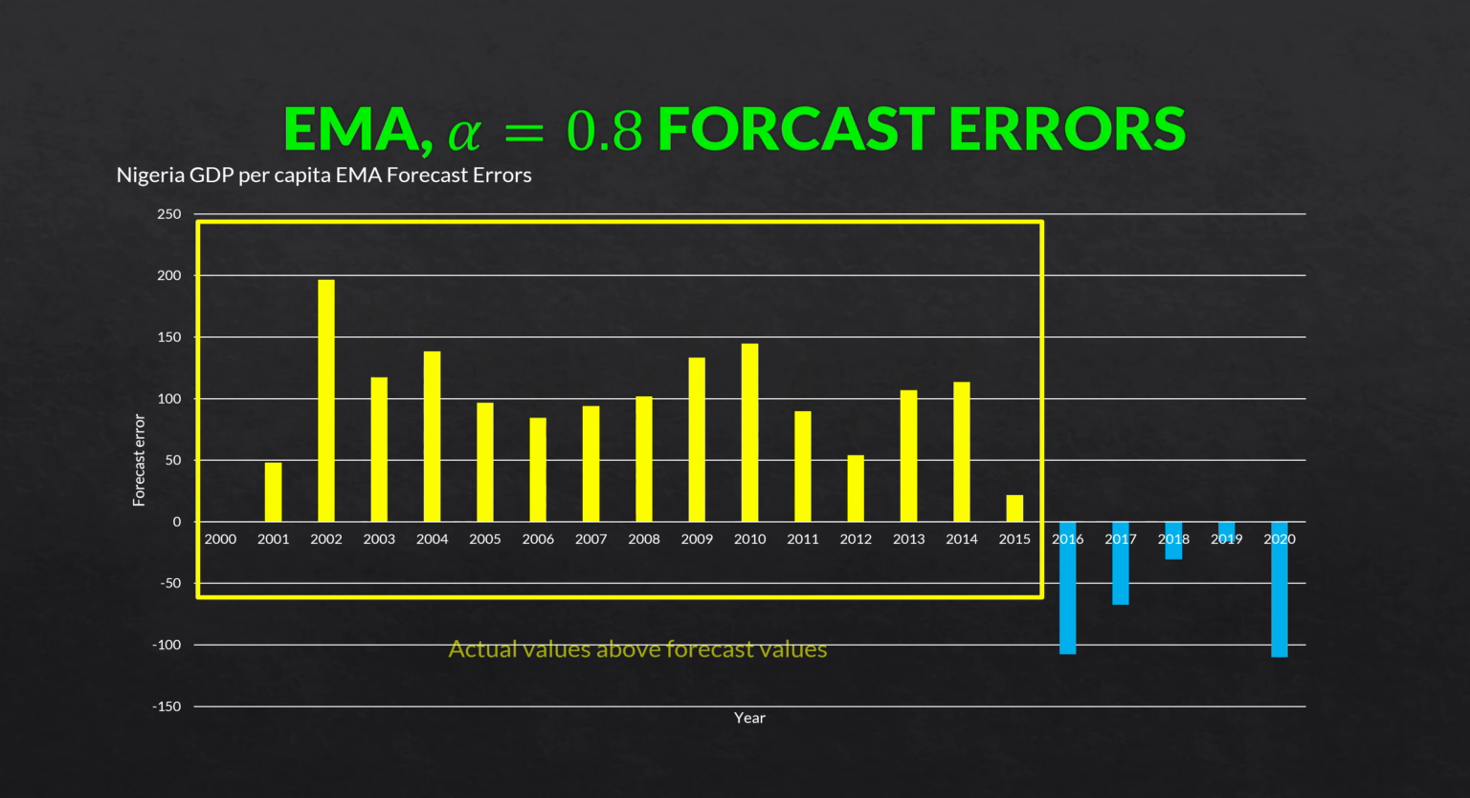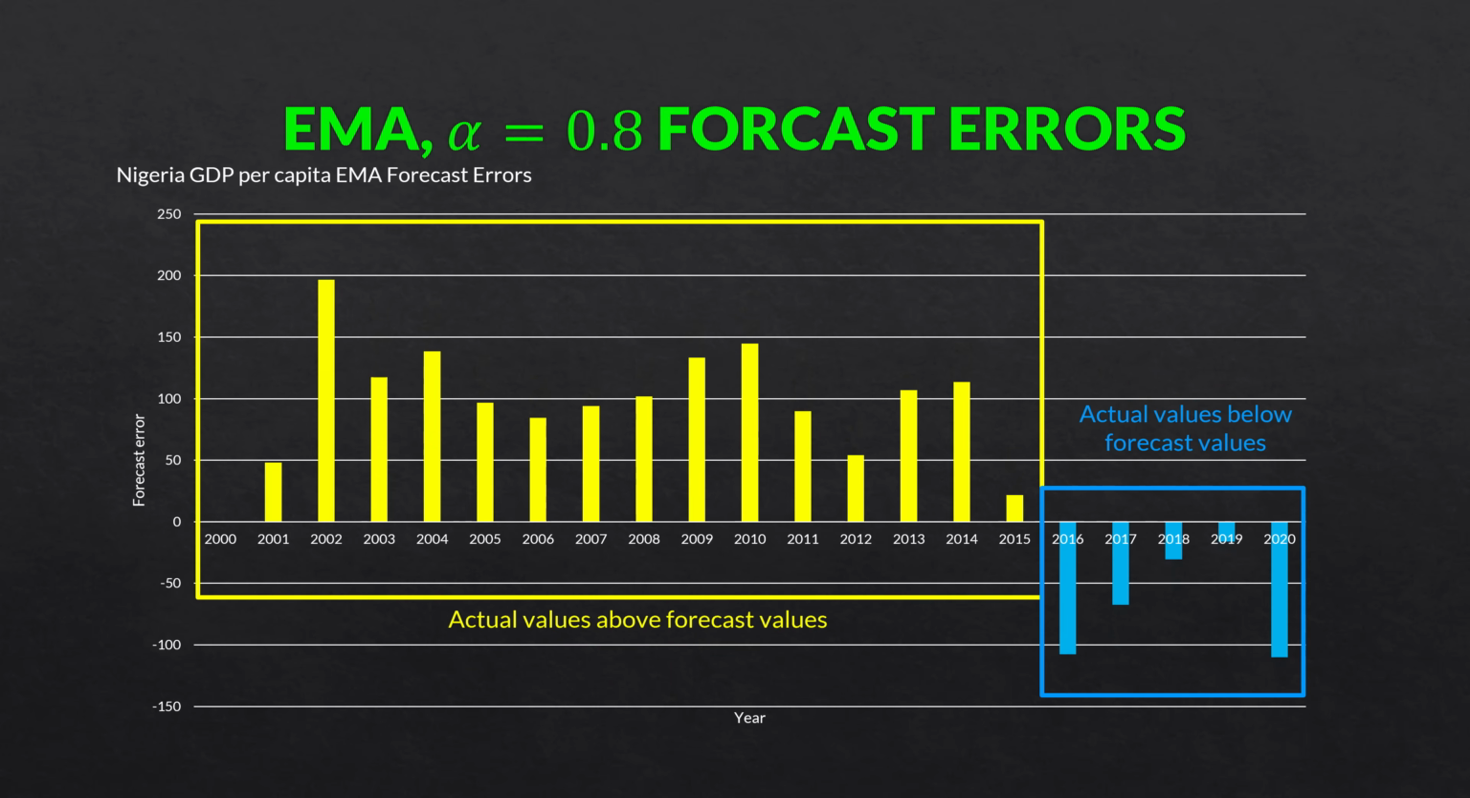Great, well the bars got smaller. So on the left, they went down. On the right, they're inverted, but they went down as well. So it appears that the exponential moving average with an alpha of 0.8 is better than the weighted moving average we did with weights of 0.15, 0.35, and 0.5.